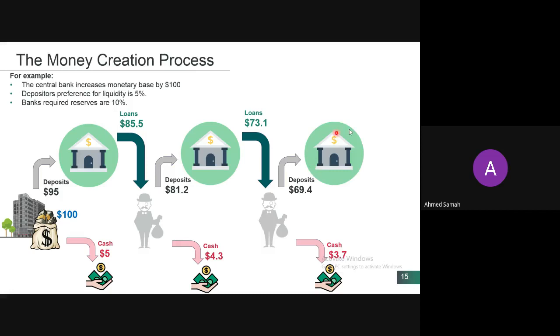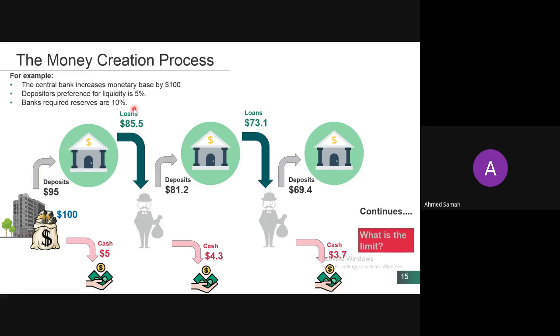So this process will continue on and on. As you can see, the deposit amount and the loan amount keep getting smaller, and the process continues. But what is the limit? What is the maximum money that can be created at any point through this loan and money creation process?